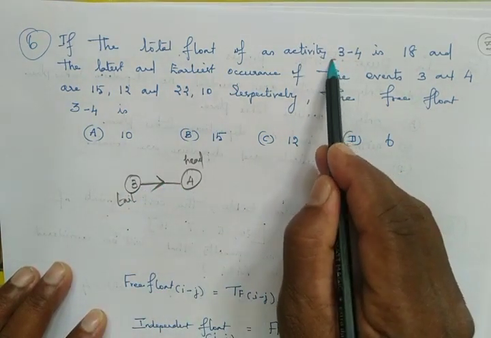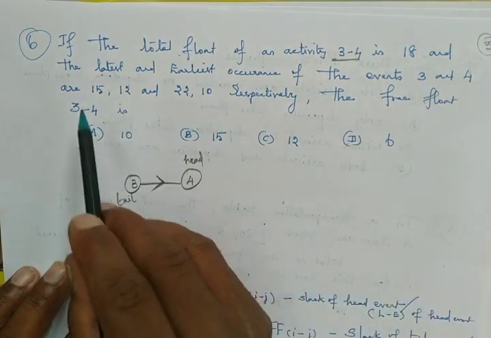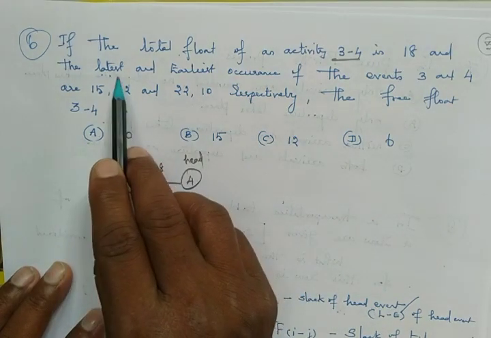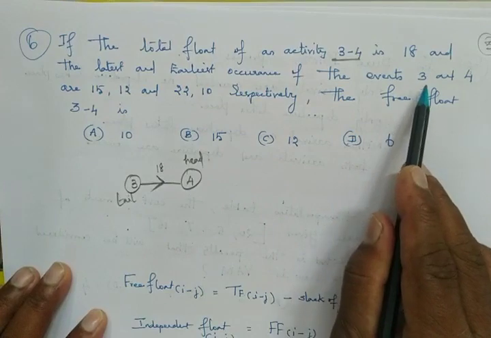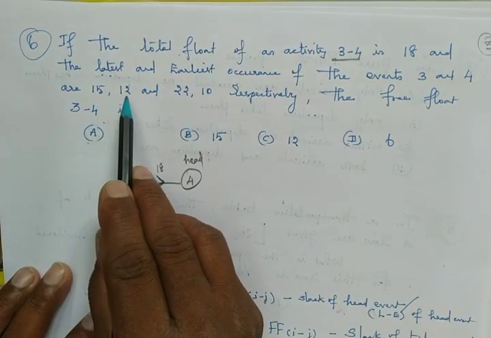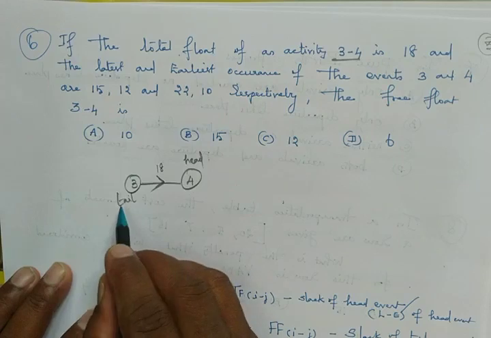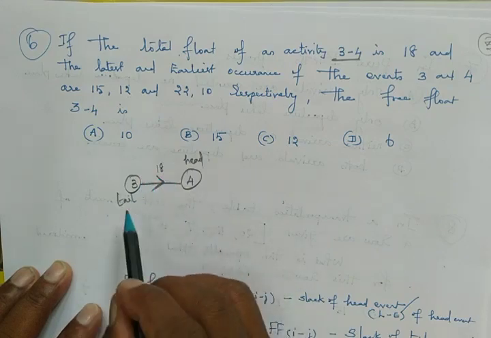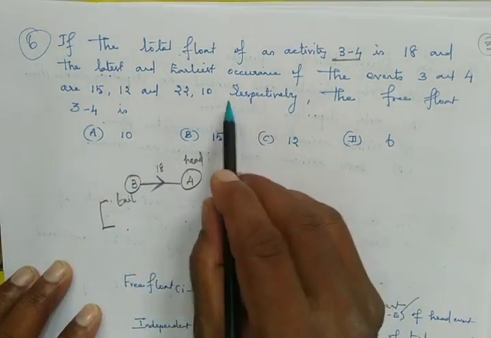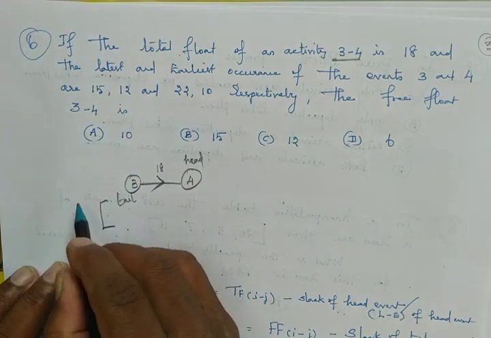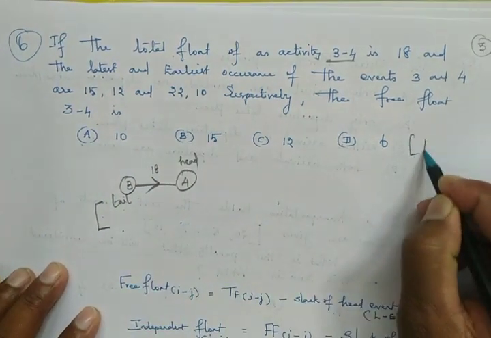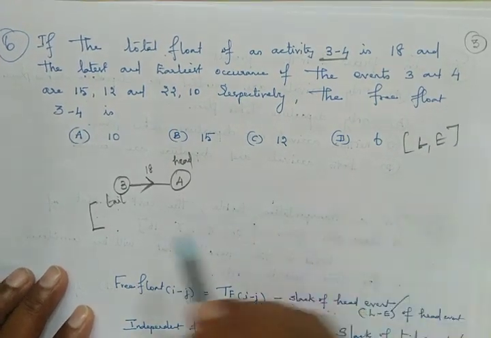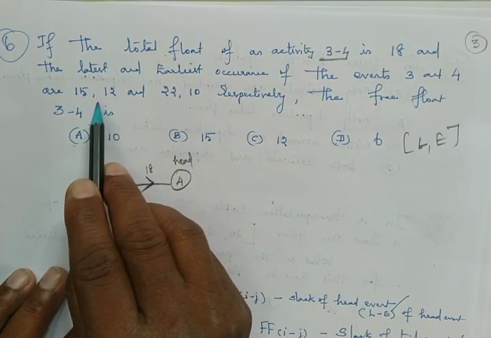So this is the activity they gave, 3 to 4, and the duration is 18. The latest and earliest occurrence times of events 3 and 4 are 15, 12 and 22, 10. Before finding the float, we find each node's latest and earliest times. The combination comes as L, E: L indicates the latest and E indicates the earliest.